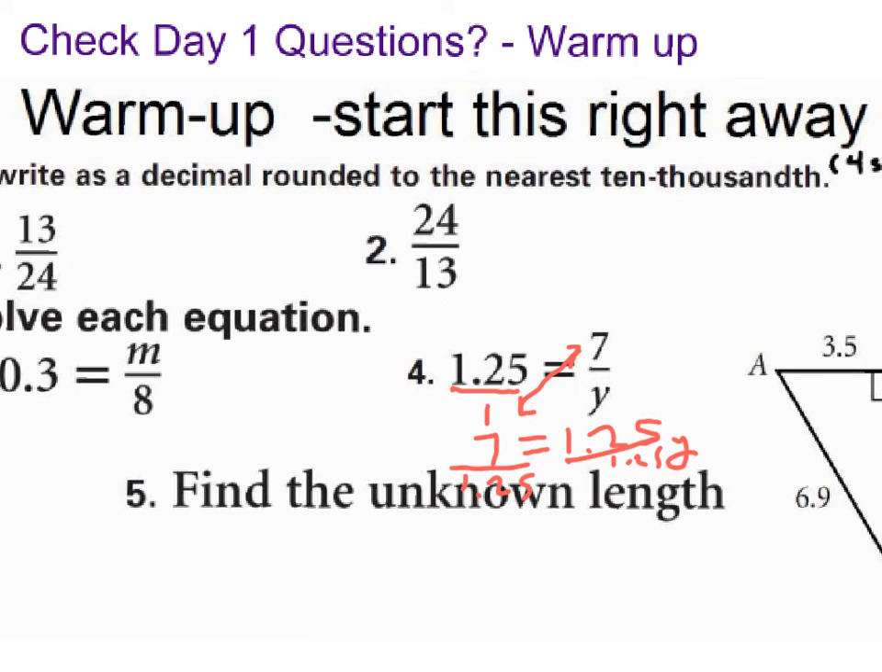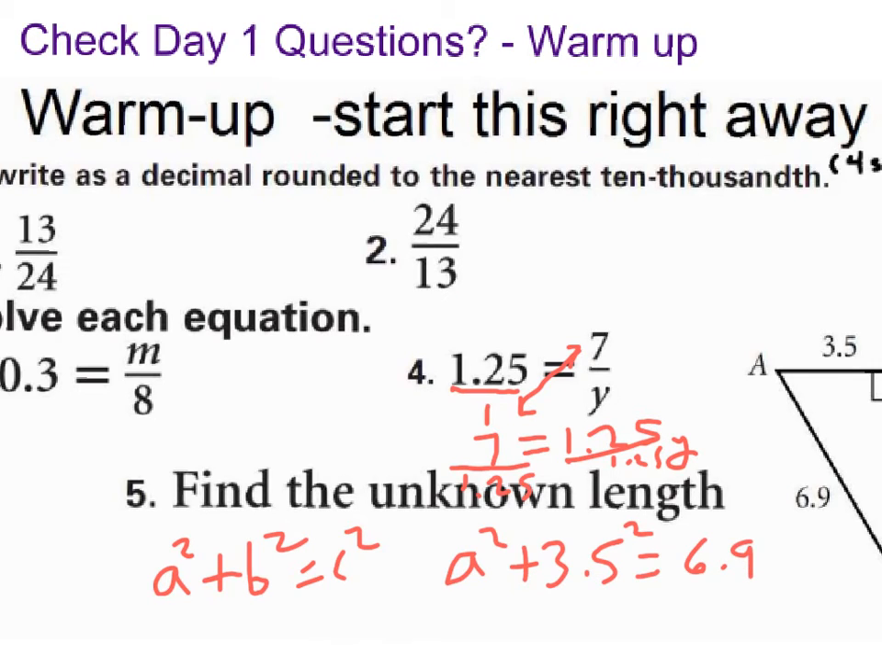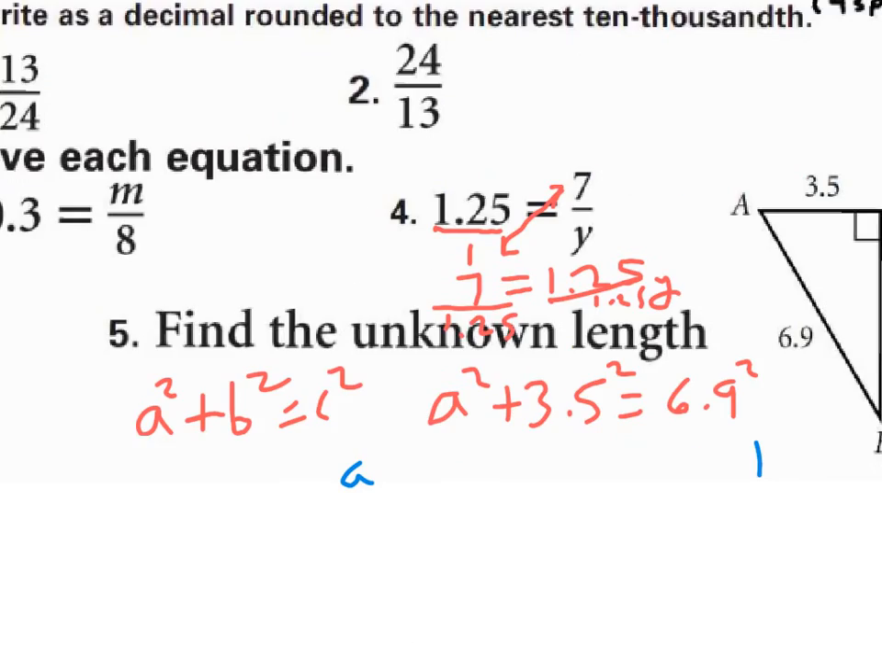Number 5, you could use Pythagorean's theorem on. If you don't remember that, it's a squared plus b squared is c squared, or a squared plus 3.5 squared equals 6.9 squared. So I rewrote it right here, and I squared both the 3.5 and the 6.9. Those are the numbers I got, 12.25 and 47.61. Then you subtract.